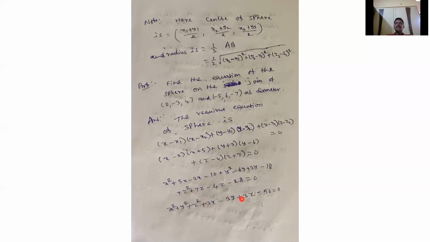This is one problem on the equation of the sphere whose diameter end points are A (x1, y1, z1) and B (x2, y2, z2). So finally, the equation of the sphere on the line joining two given points A (x1, y1, z1) and B (x2, y2, z2) as diameter is (x minus x1)(x minus x2) plus (y minus y1)(y minus y2) plus (z minus z1)(z minus z2) equals 0.